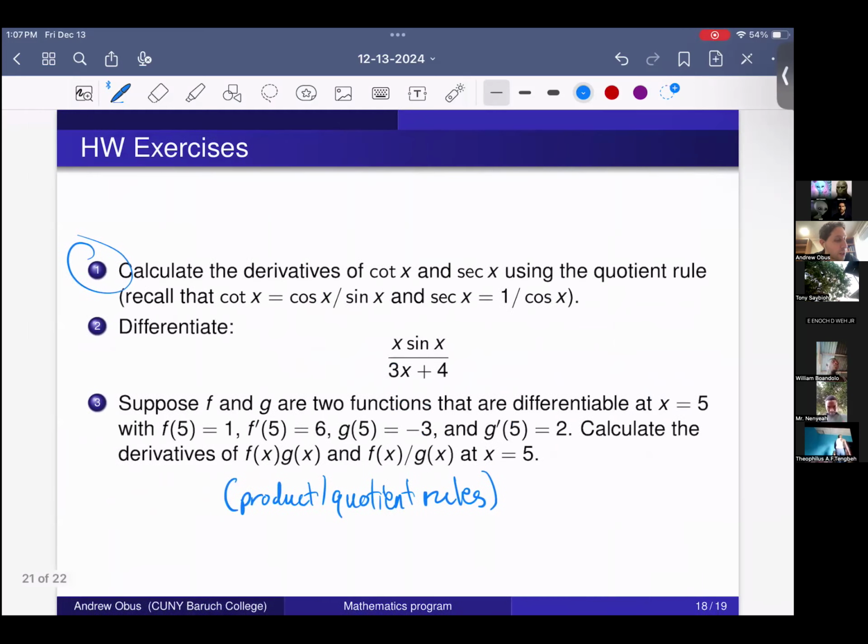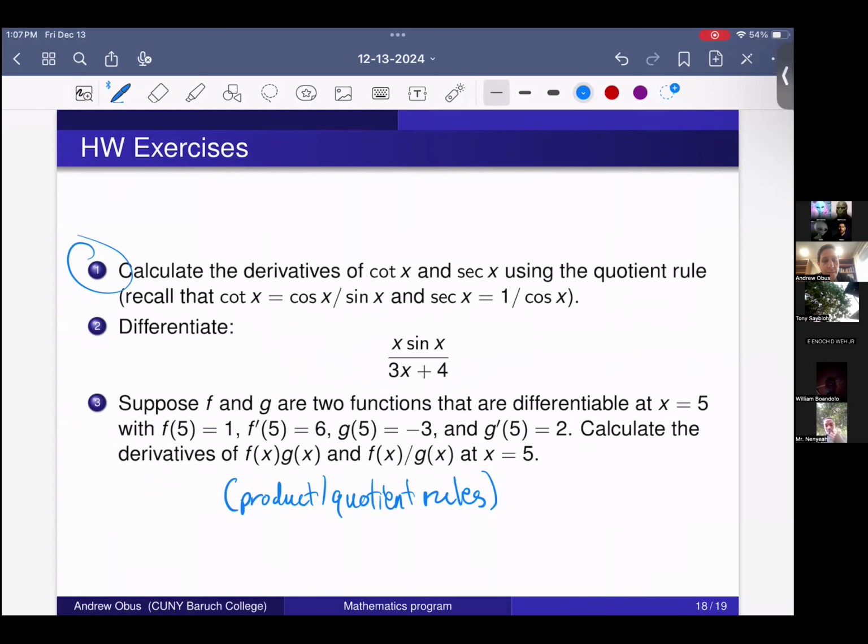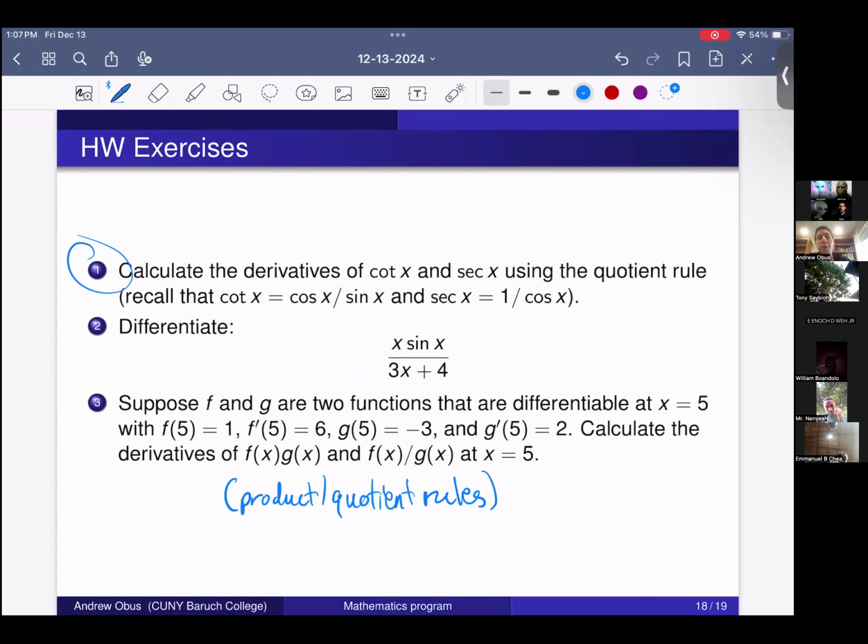Any questions about anything from today? Yes, Enoch. I'm still figuring out number three. I'm not understanding this f of 5 equals 1. Was it a function that you place a value of 5 into to get 1? Exactly. So f and g are functions. I'm not going to tell you what functions they are. I'm just going to give you a little bit of information about the functions. So this is the value of f when you plug in 5, and this is the value of f prime when you plug in 5.